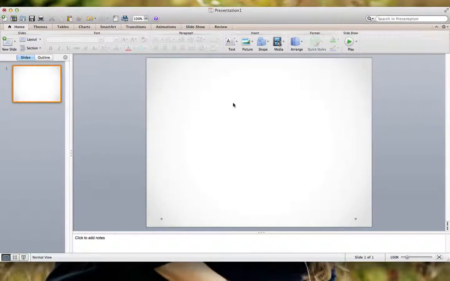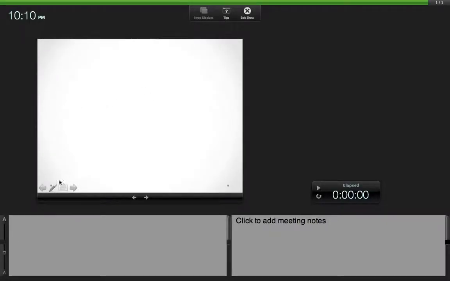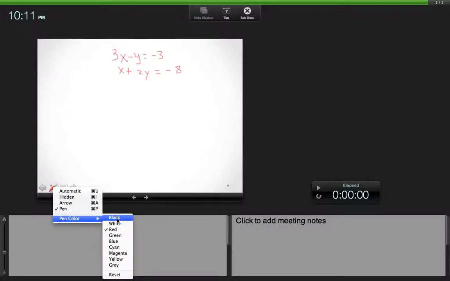Okay, so I am going to show how we graph a system of equations. So say we start with a system like this: 3x minus y equals negative 3, and x plus 2y equals negative 8. So the first thing I want to do is look at the first equation, okay?